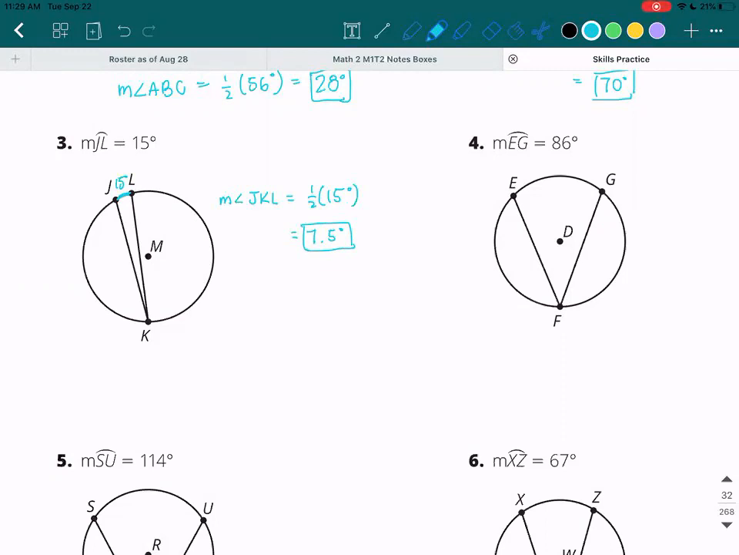Let's take a look at number 4. We have measure of arc EG over here, that's 86 degrees. And now let's write out the measure of angle EFG. It is 1/2 of 86. What is 1/2 of 86? 43. 43 degrees. Great. Good job.